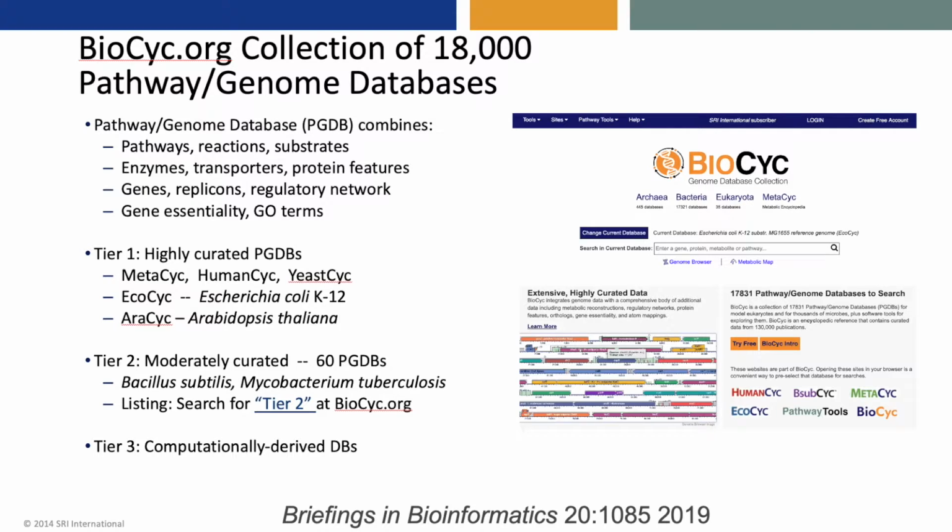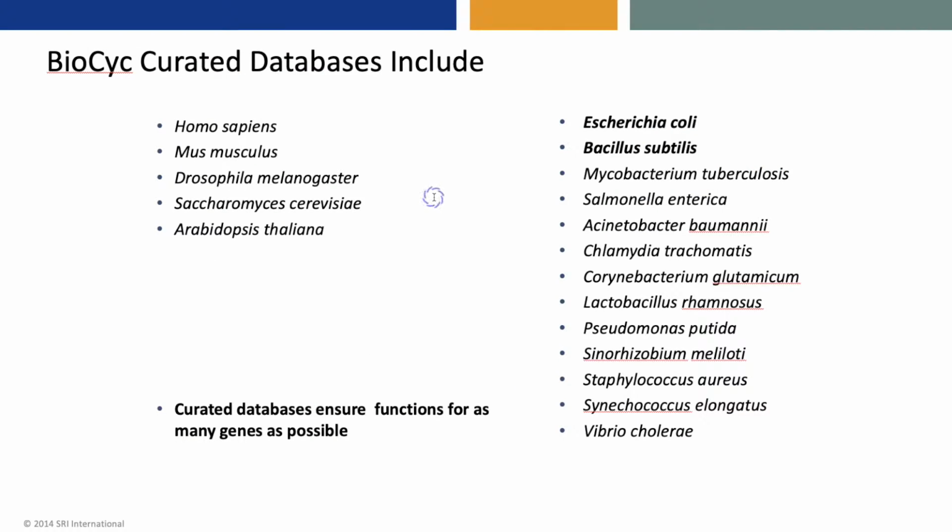All of the databases share the same schema and cover these multiple different types of information, ranging from pathways to proteome to genome. Our curated databases include humans and a number of model eukaryotes, as well as the 2 important model bacteria and a number of other bacteria. The full list of 60, the other missing databases are bacteria.